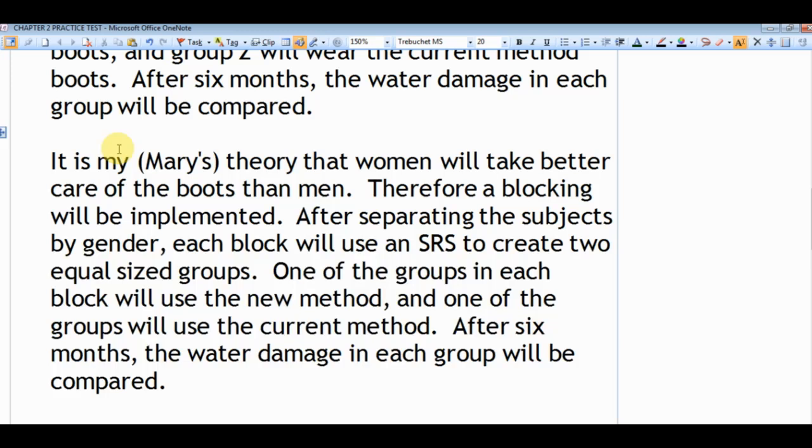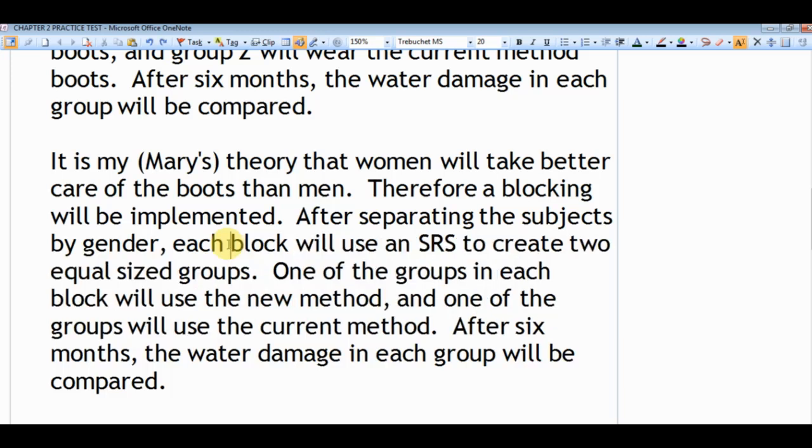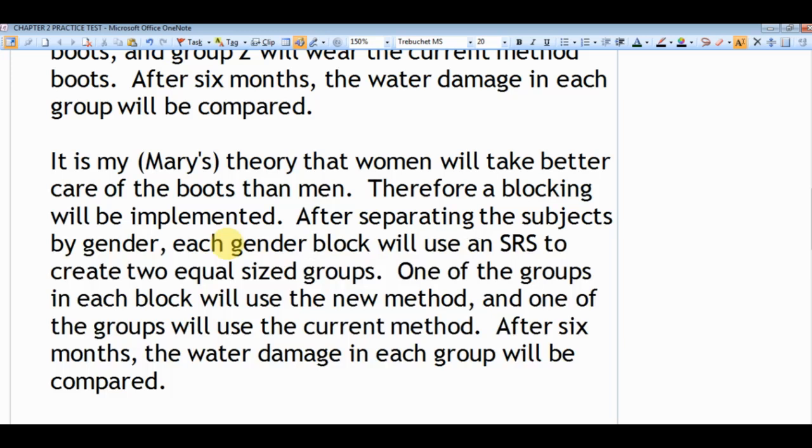Notice that if you're using a block design, you have to have a justification for blocking. So we wrote that justification here. The theory is that women take better care of their boots. Therefore, blocking will be implemented. After separating the subjects by gender, each gender block will use an SRS to create two equal-sized groups.